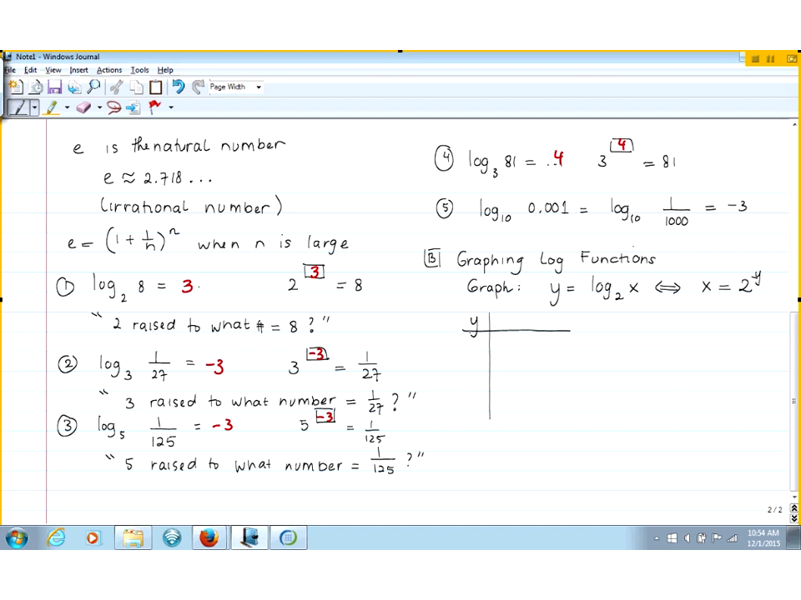So I am going to choose y, and then I'm going to solve for x. x is 2 to the y. What y values can I choose? Anything? Yes. So -2, -1, 0, 1, 2. Okay. All right. So 2 to the -2.